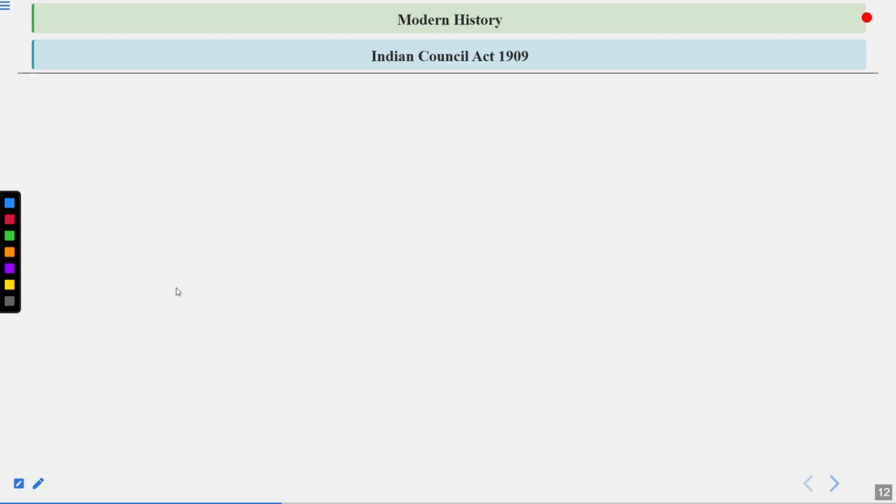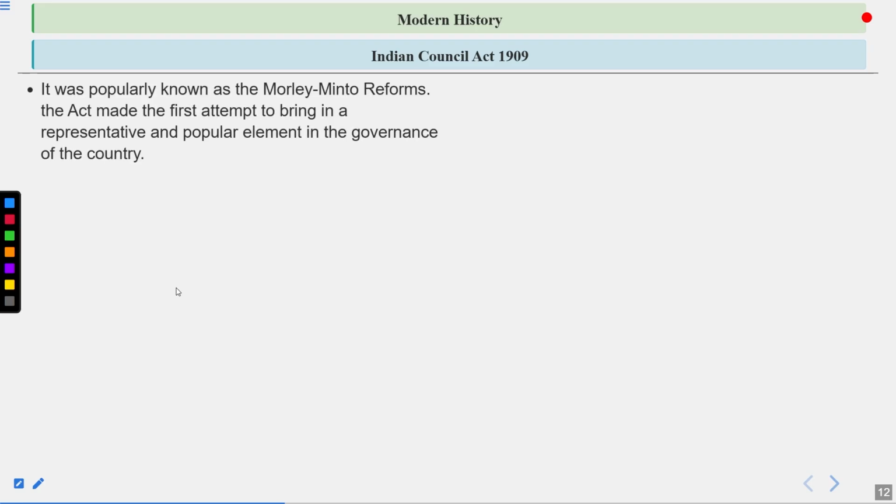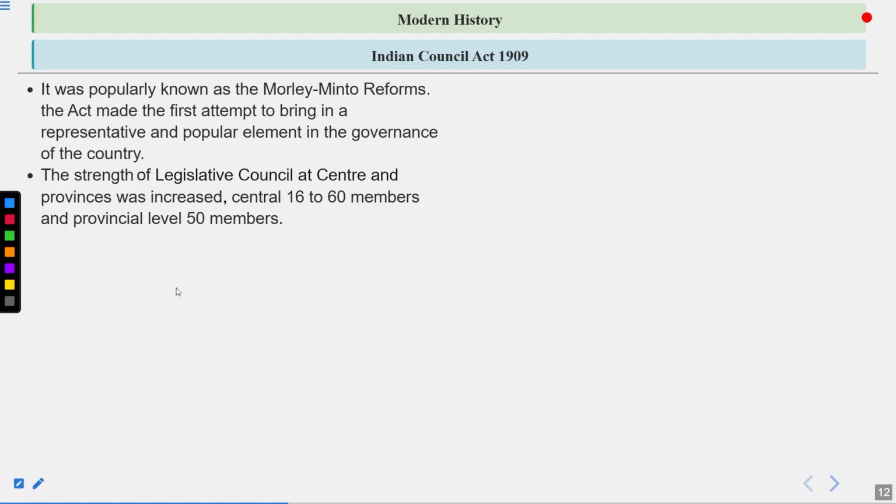Then comes the 1909 Indian Councils Act, very important, famously known as the Morley-Minto reforms. It was popularly known as the Morley-Minto reforms. The act made the first attempt to bring in a representative and popular element in the governance of the country. Morley was the Secretary of State and Minto II was the Viceroy at that time. The strength of the Legislative Council at the center and provinces was increased. Central 16 to 60 members and provincial level 50 members.